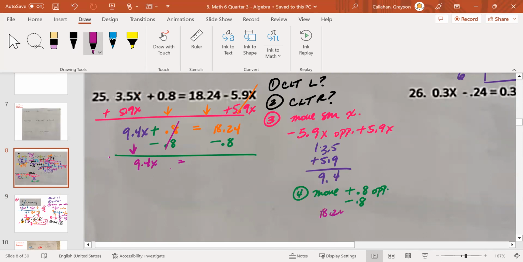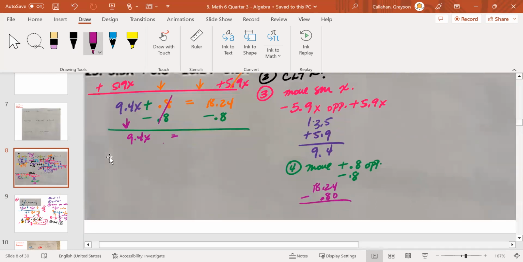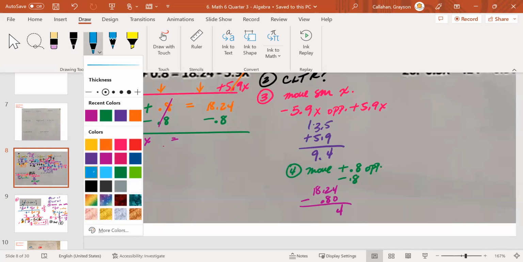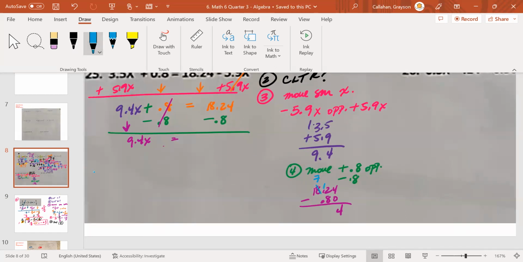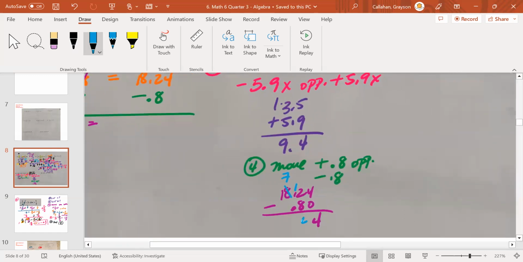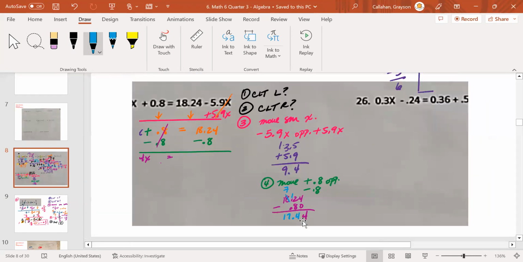So 18.24 minus 0.80. So if you take a look at this, 4 minus 0 is a 4. 2 cannot minus the 8. So you're going to borrow from this 8, makes that a 7. That becomes a 12. 12 minus 8 is a 4. And then you just bring down 17. So your answer is 17.44.